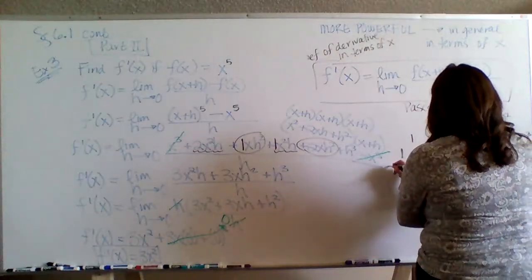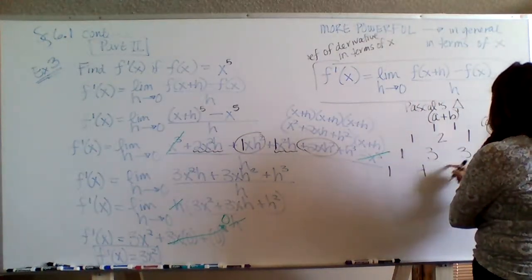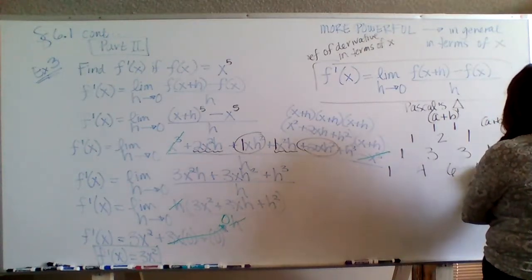So the next row would start and end with a 1. 1 plus 3 is 4. 3 plus 3 is 6. 3 plus 1 is 4.